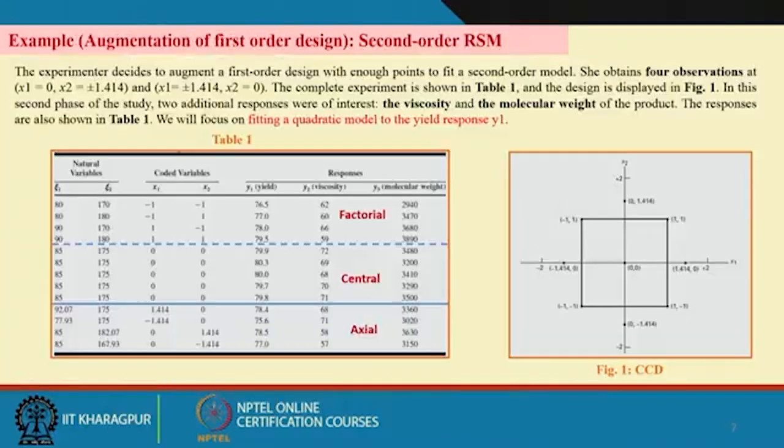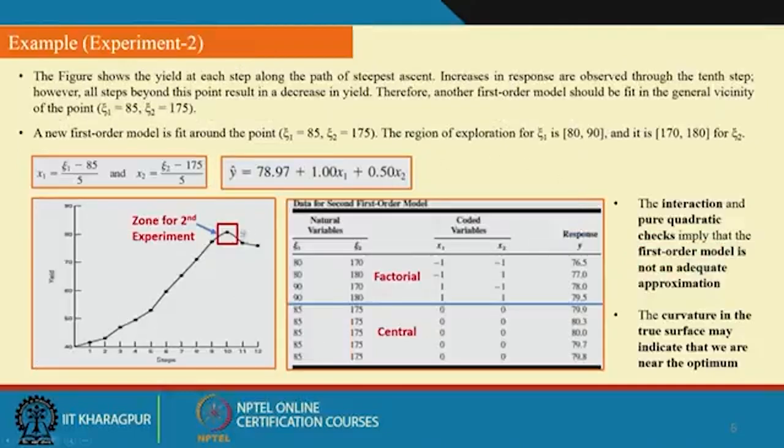Now, this response surface will be analyzed properly to see whether the point where we have done the second order experimentation, for example here, whether this zone is your optimum zone or not, that will be known through analyzing the response surface. There are two ways we can analyze, using contour plot and using canonical analysis. Next class I will discuss contour plot based analysis and canonical analysis as well as interpretation.